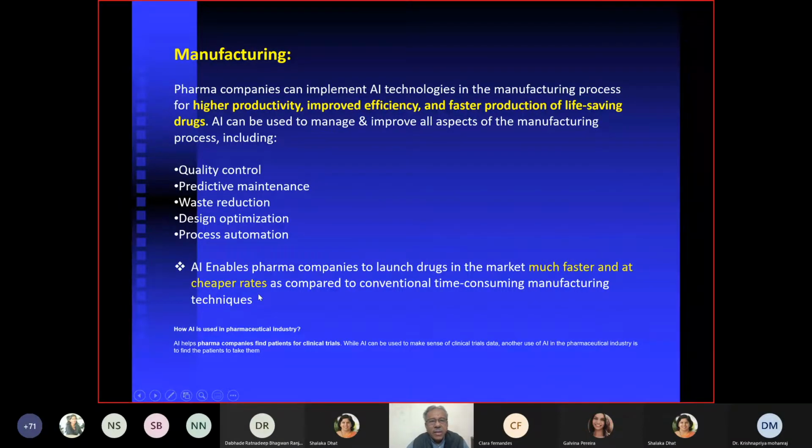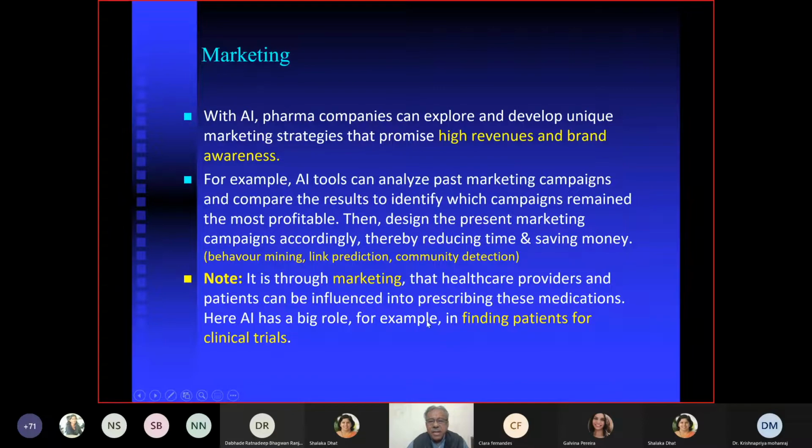Similarly, in marketing, keep in mind that it is only through marketing that healthcare providers and patients can be influenced into prescribing these medications. Unless you find patients for clinical trials, your medicine cannot be sold. So here AI has a big role, for example, in finding patients for clinical trials. And for this purpose, one simple way, you use artificial intelligence, or pharma companies can explore and develop unique marketing strategies that promise high revenues and brand revenues.